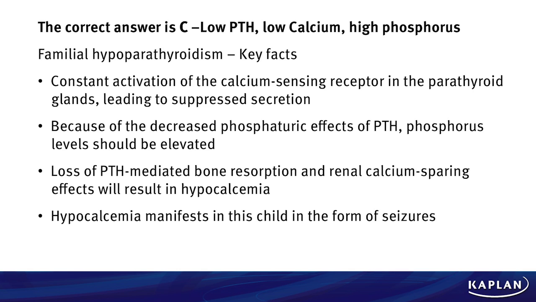Because of the decreased phosphaturic effects of parathyroid hormone, phosphorus levels should be elevated. Loss of parathyroid hormone-mediated bone resorption and renal calcium sparing will result in hypo or low calcium levels. Hypocalcemia manifests in this child in the form of seizures. Low calcium levels can lower the seizure threshold, which is why we see the clinical picture here.